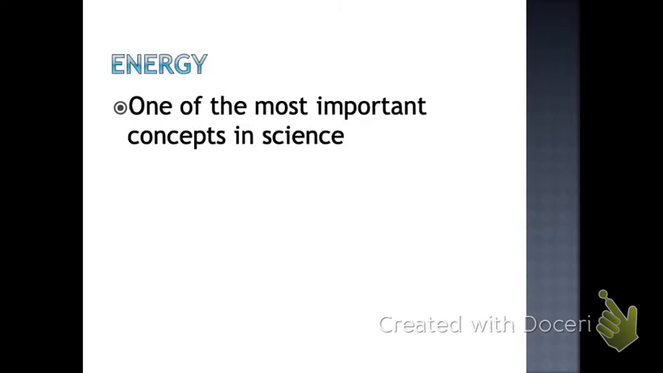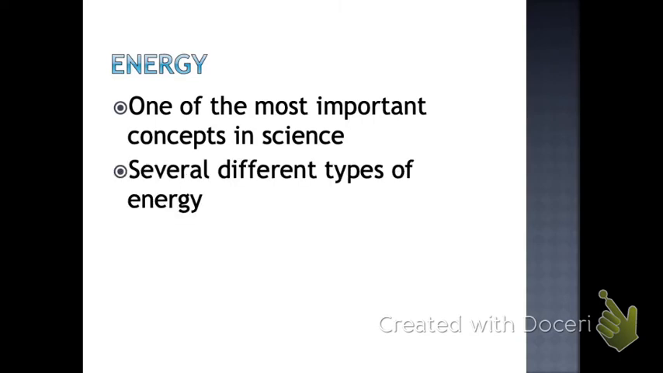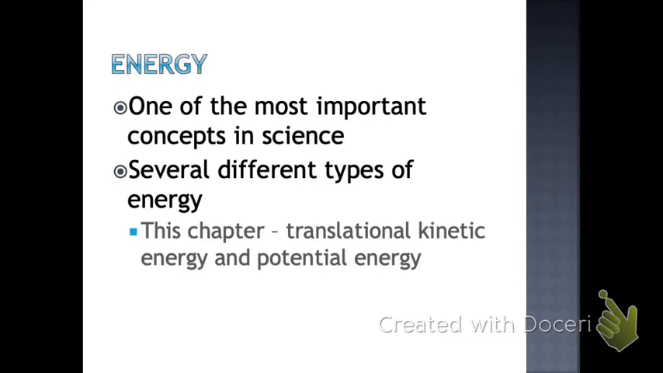Energy is kind of the stem of all science, right? We study energy and energy transfers in every topic of science, so this is important. There's lots of different types of energy. We're going to talk about what's called translational kinetic and potential energy. Translational just means that we're talking about simple motion, like A to B, so not things that are spinning or rotating.